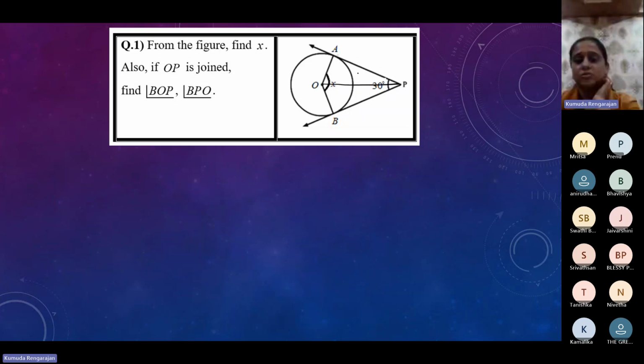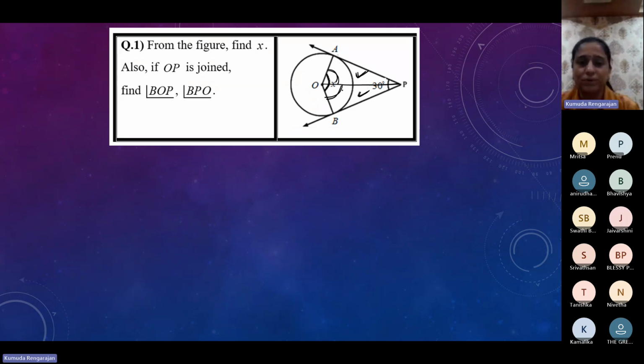Okay. So show that these two triangles are congruent. So CPCT, you will have this angle equal to this angle. These two triangles are congruent. You can use SSS, RHS, whatever. Show that these two triangles are congruent. So this angle is equal to this angle.